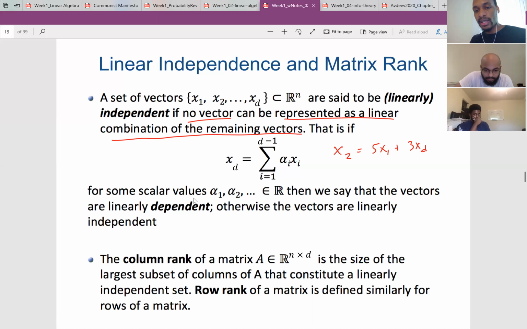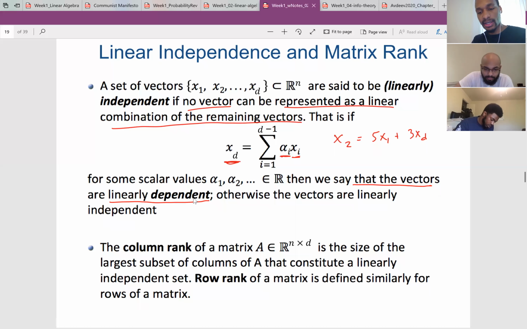As long as you can represent at least one of these vectors with some scalars and some combination of the other vectors, you can no longer call the set of vectors linearly independent. So we say that the vectors are linearly dependent if you can represent them with some linear combination of the other vectors.